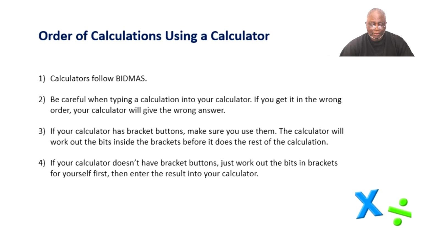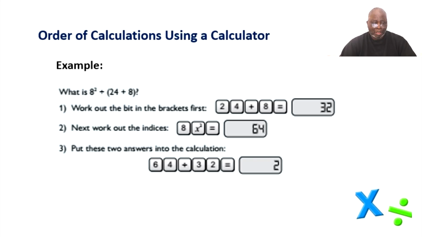The calculator will do the work out of the brackets. If it doesn't, then clear your brackets first before you put your figures into the calculator, and then you do the rest of the calculation. Example, what is 8 squared divided by open brackets 24 plus 8 close brackets? You work out the bits in the brackets first. So that is 24 plus 8, which is equal to 32.